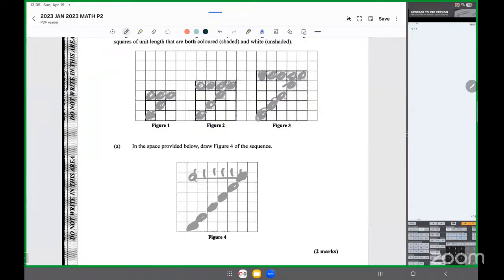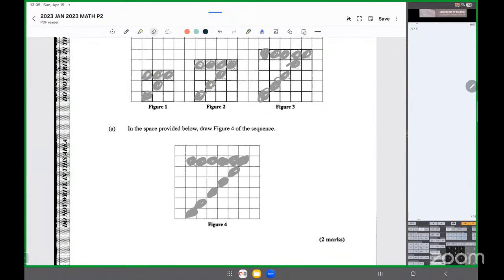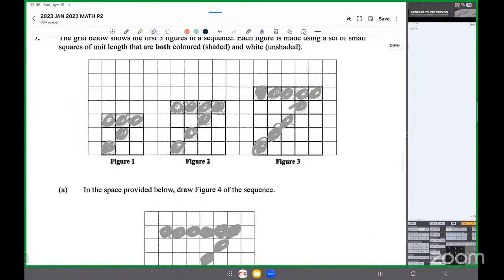So we're starting out here. I would say that's the next shape. But can I agree with that? That's all. Doesn't it look like it?